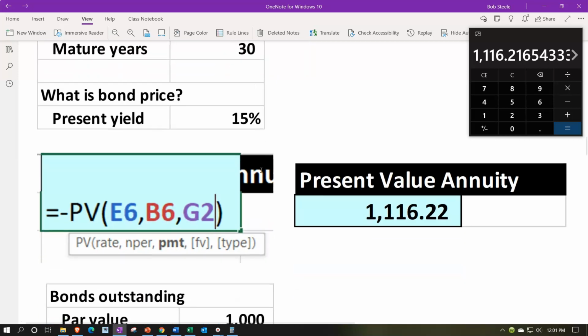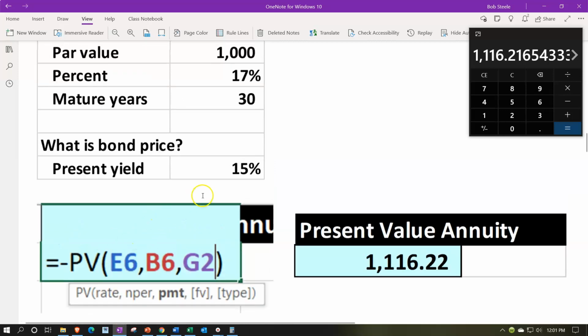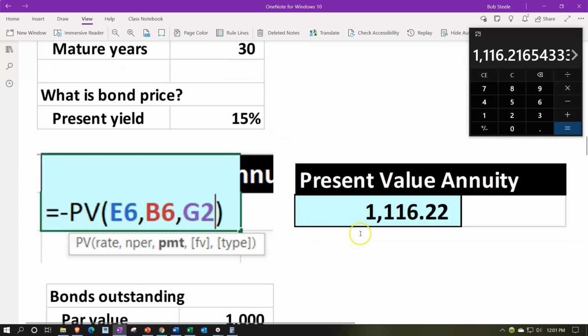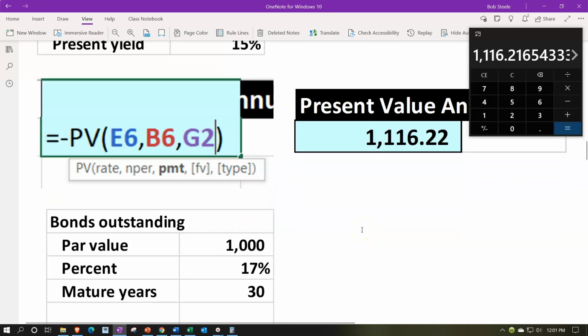So the Excel function would look something like this. This would be the easy way to do it, similar to a financial calculator. It might be even more popular than the financial calculator these days because you can get Excel basically on your phone or Google Sheets or some spreadsheet. So this is going to be the present value of the rate. The rate would be the market rate, the 15%. The number of periods would be 30 periods. And then the payment is going to be the 1,000 times the 17%, in other words, that 170. Just selecting that into your function, that'll give us the 1116.22, again, the annuity portion of our price.